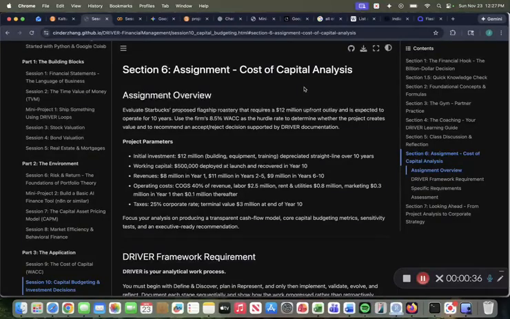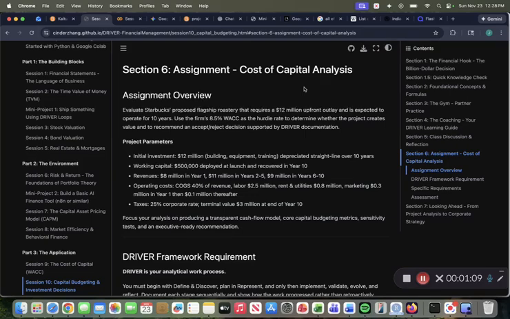So some of the parameters given to us here: we have an initial investment of $12 million, which involves the building, equipment, and training for the people working in this roastery, and it depreciates over 10 years straight line, so it's got a 10-year useful life. We have working capital of $500,000 deployed at launch, and it'll be recovered in year 10. $8 million of revenue in year 1, $11 million of revenue from years 2 to 5, and then $9 million from years 6 to 10.